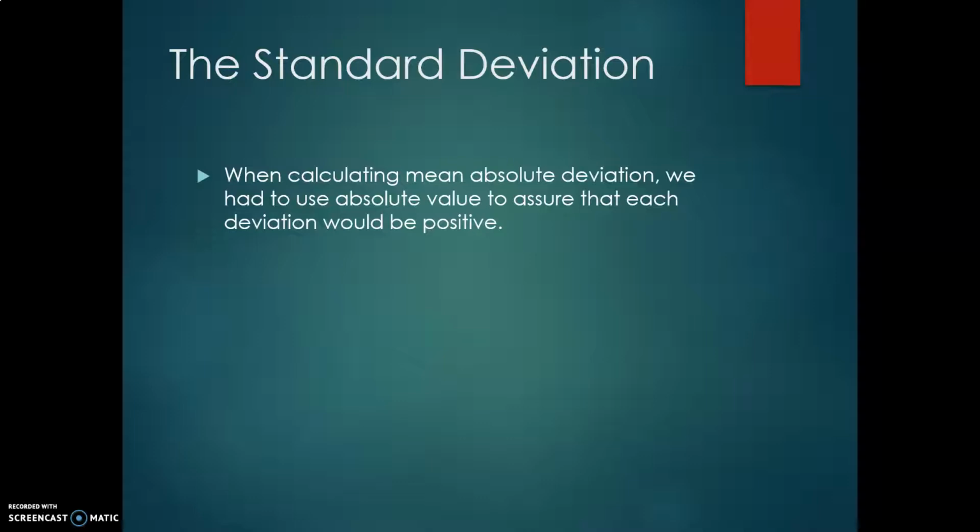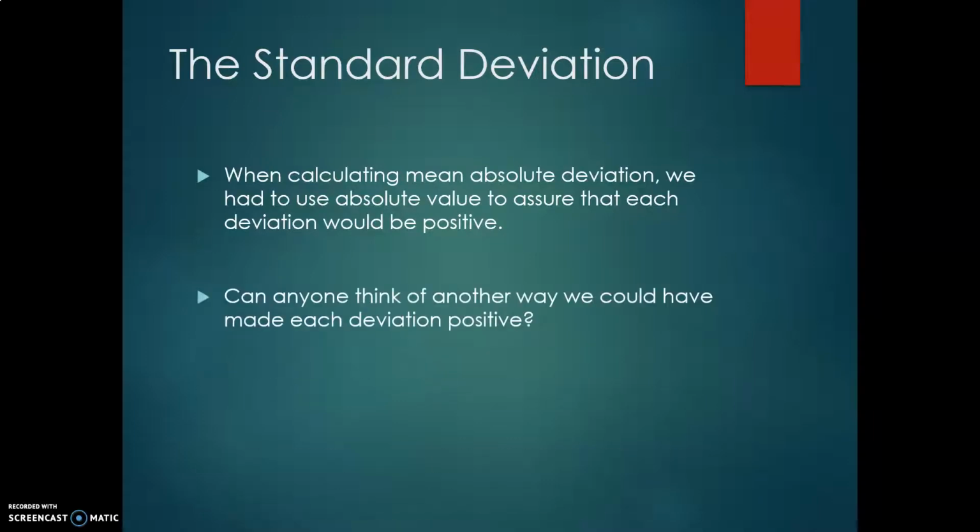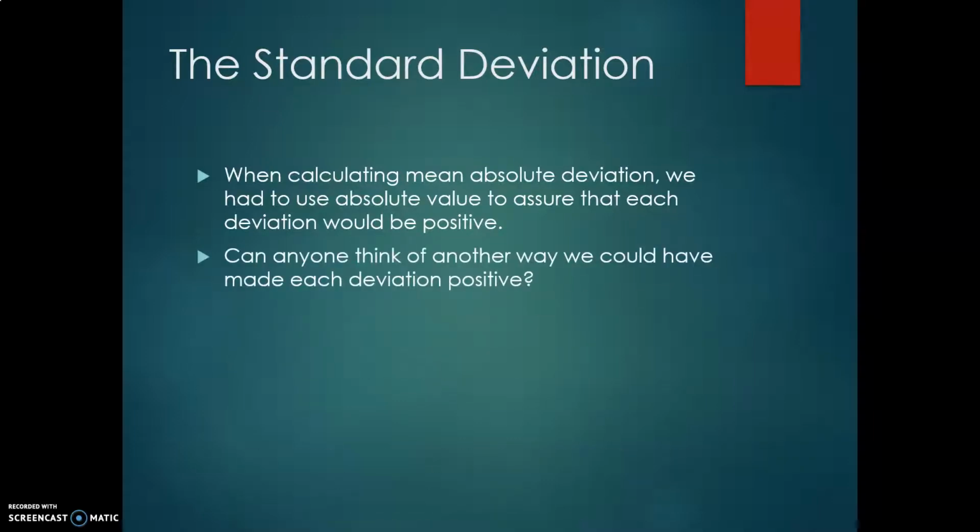So when calculating the mean absolute deviation, we had to use absolute values to make sure that we got those positive values. That way, when we went to find the mean of it, we wouldn't end up back at zero again. So what's another thing in math that we could have done that would have given us a guaranteed positive answer no matter what number we put in? Well, you may have guessed it. It's squaring each deviation. If we square any number, it always gives us a positive result.